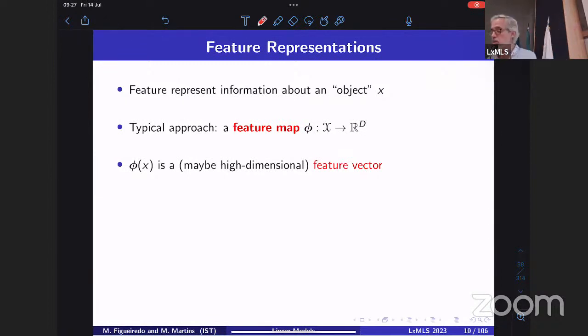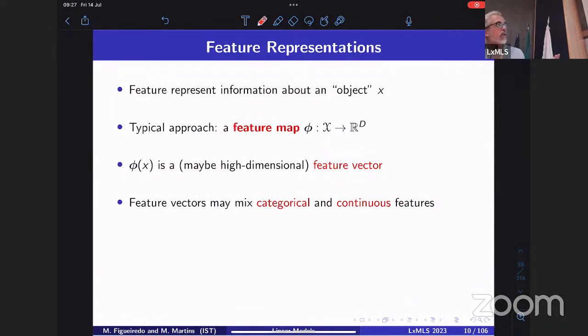It may be very high dimensional, it may be very low dimensional. It depends on the problem, though it's not necessarily high dimensional. And these feature vectors actually can mix categorical and continuous. And they say, well, if it's categorical, what do you mean categorical? Well, continuous, I'm violating my own promise, which is not to call it continuous, but numeric, but it's okay. Categorical, it's not in R^D. So R^D is a vector of D numbers. What do you mean by categorical?